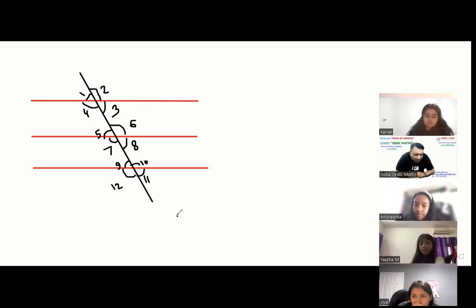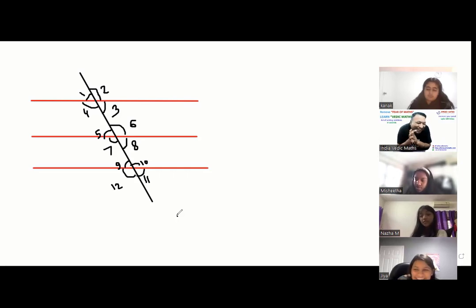Good. Tell me, Jia, will angle 5 and 8 be unequal? Yes, unequal, because they're on the opposite side. But I'm saying unequal, not equal. I'm asking whether 5 and 8 are not equal. Oh, no, sorry. They are equal. I got confused. I know, that's why I changed it, right?